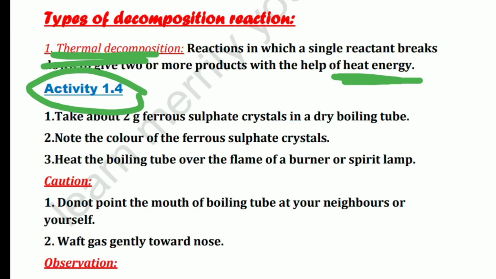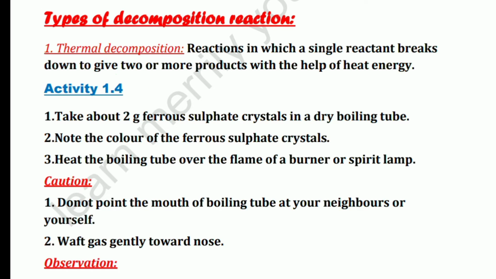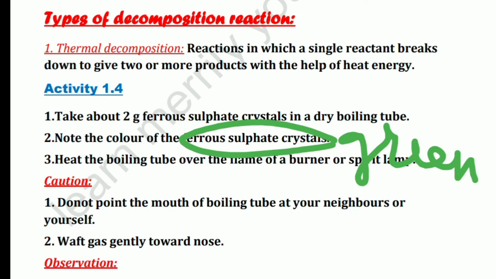Okay. Now what is the activity? You take 2 grams of ferrous sulfate crystals in a dry boiling tube, and then note the color of the ferrous sulfate crystals. Then you will heat the boiling tube. So basically you have to just heat the ferrous sulfate crystals, and if you want to know the color, initially they are green in color. And it is very important, you need to know the color.